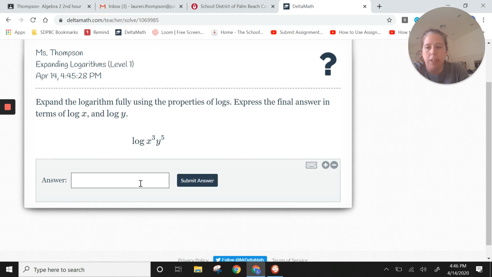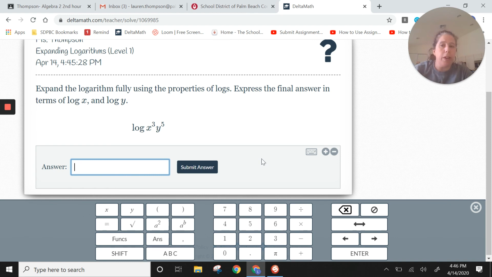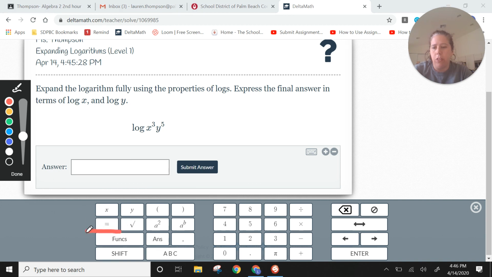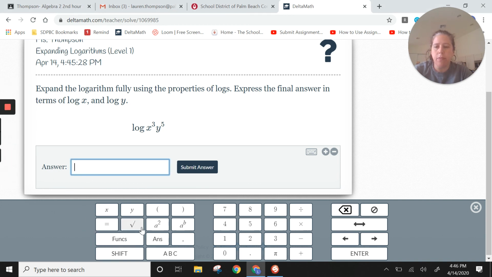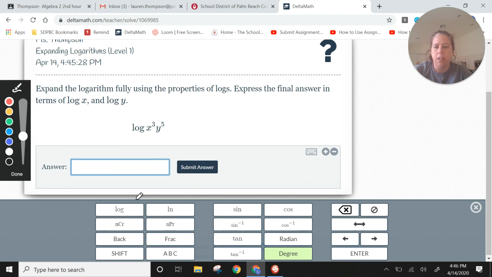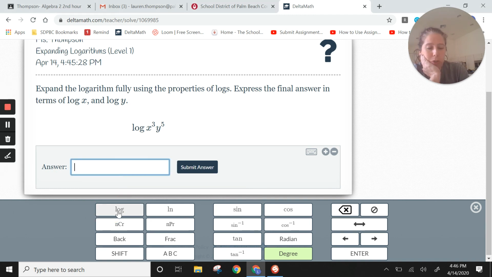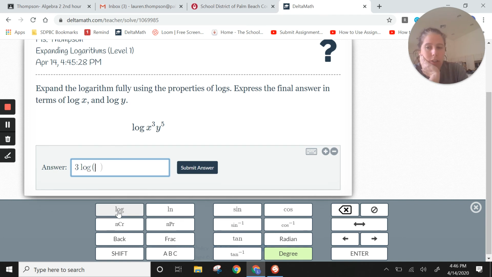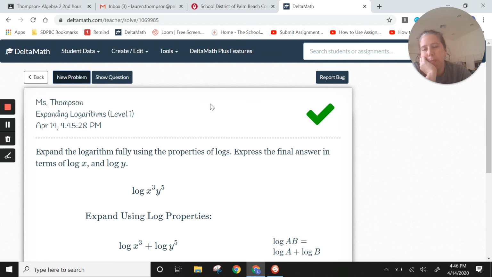Okay, so let's go back. Now, make sure you're paying attention. I need my keyboard on this, or you can actually just type the word log. But what you're going to do is down here where it says functions, you're going to click on that, and then you're going to see the log pop up. Or you can just literally type the word log, guys. So I'll do it both ways. So I need 3 log, and then inside the parentheses is where the x is going to go. Now close the parentheses, and then it's plus 5. Now I'm actually just going to type the word log out, and you see it comes up, and then y. So drop the 3, drop the 5, add them, submit my answer, and my answer is right.